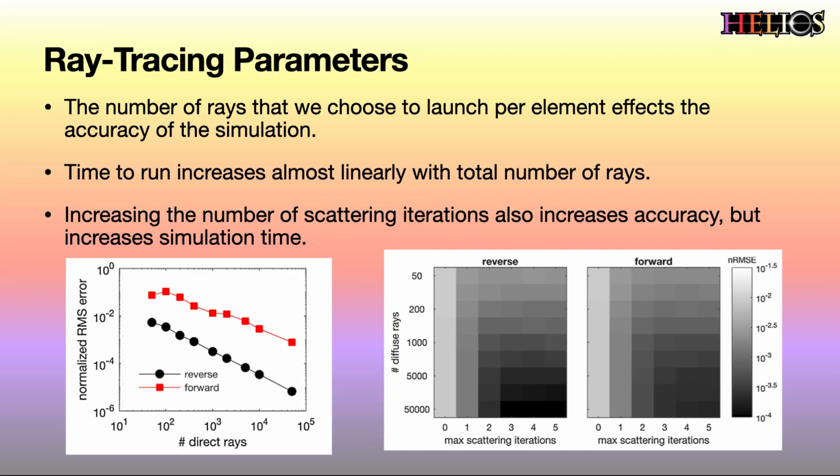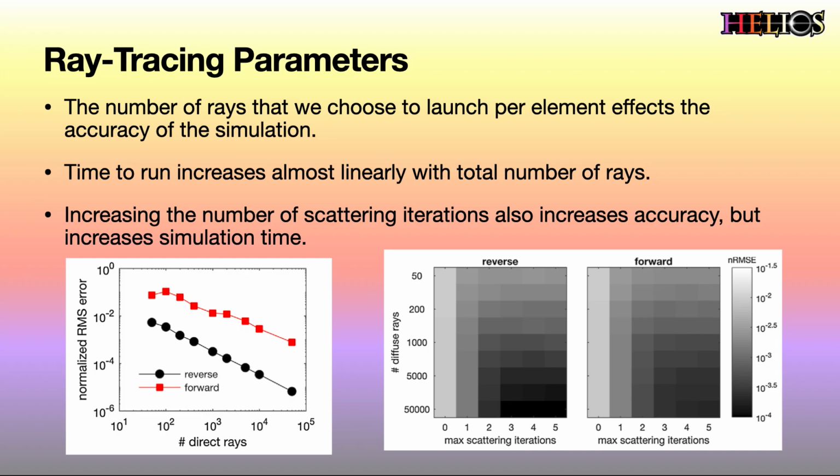In Helios, when we go to run our radiation model, we need to specify some parameters related to the ray trace. One of those is the number of rays that we want to launch per element. So we talked about sampling points on the surface of the primitive element. This is a parameter that we can choose. We can increase it if we want a more accurate simulation. The trade-off to that is that it's going to take longer to run the simulation when we have more rays. And the runtime increases almost linearly with the total number of rays in our simulation.